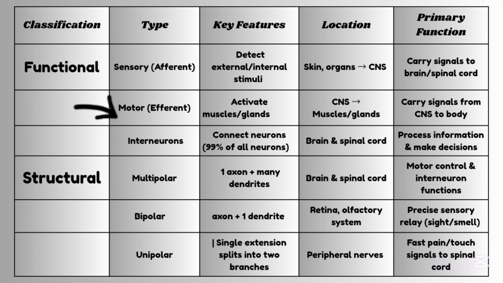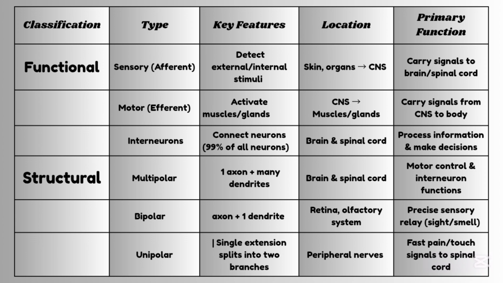The next type is motor neuron. The key feature about this is that it activates muscles and glands. So they are the performers. They carry the signals from the CNS, brain and spinal cord, to the muscles or glands. So their primary function is to carry the signals from the CNS to the body.